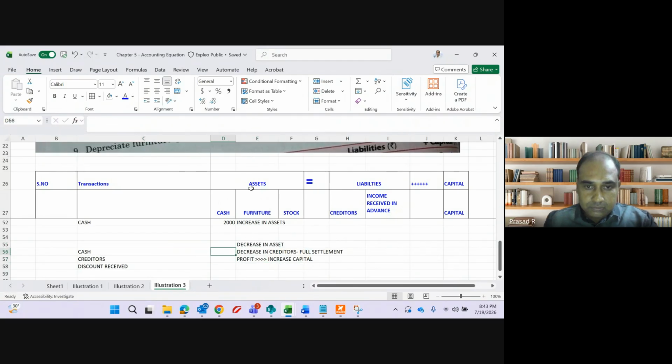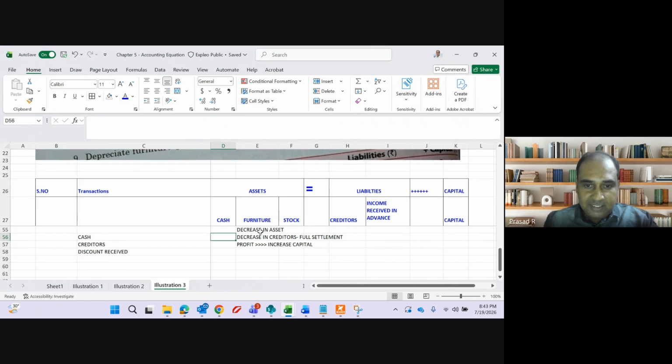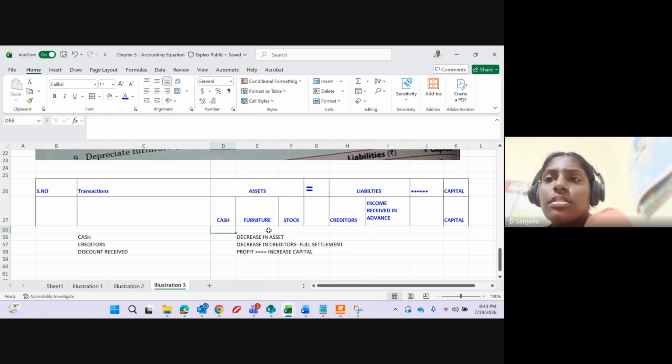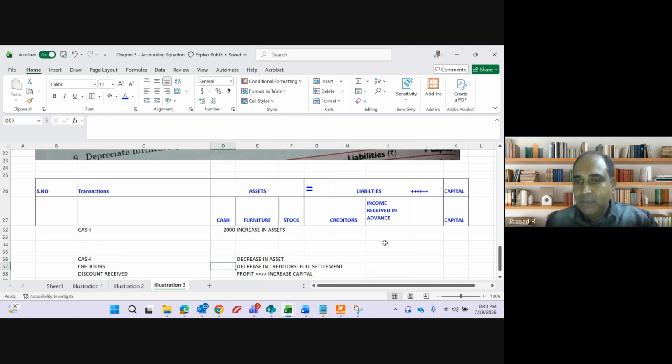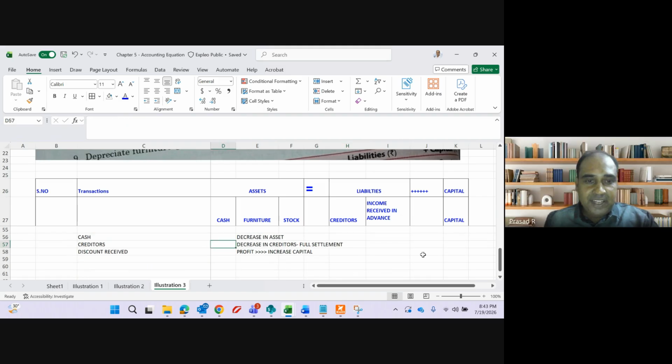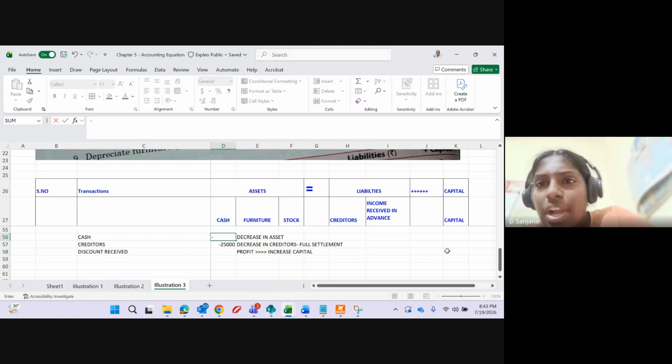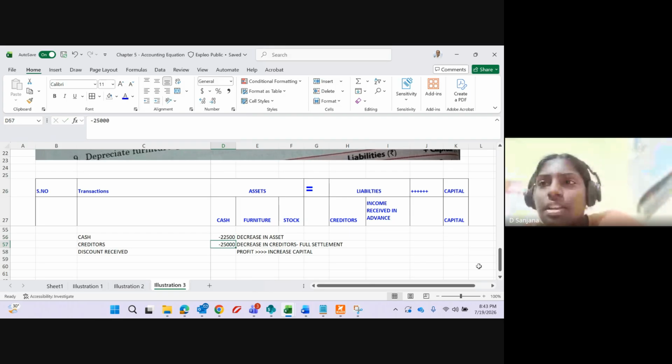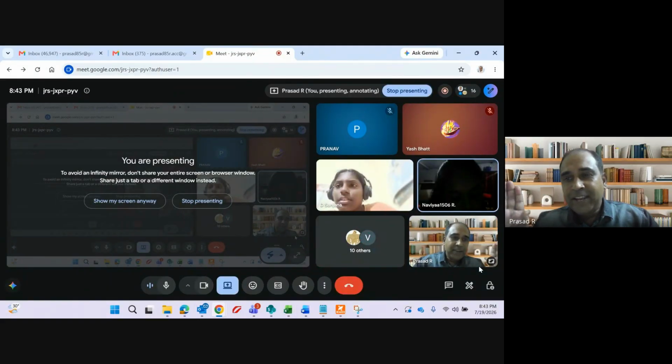Creditors. How much is the liability I am having against Mahesh? 25,000. So my entire liability, it's a full settlement, which means my entire 25,000 will reduce. How much am I paying in cash? For 25,000, I am paying only 22,500.